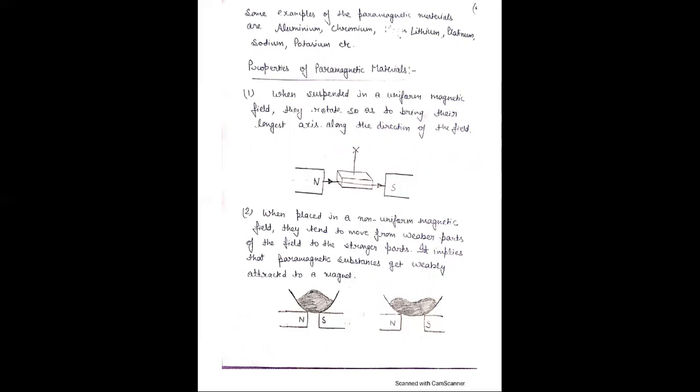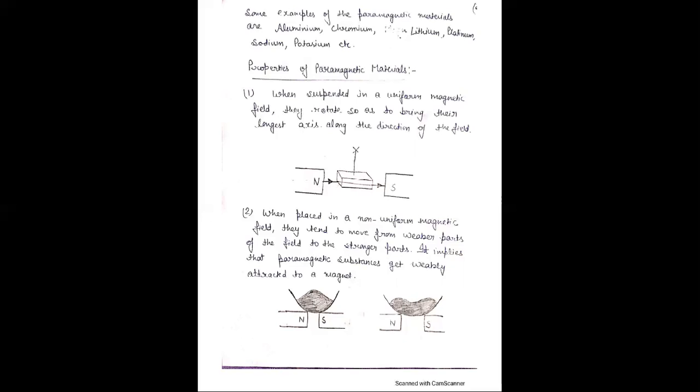Now let us discuss the properties of paramagnetic materials. First, when suspended in a uniform magnetic field, they rotate so as to bring their longest axis parallel to the direction of the field, and the shortest axis perpendicular. This is the magnetic field with north and south poles, and the longest axis is along the direction of the magnetic field.